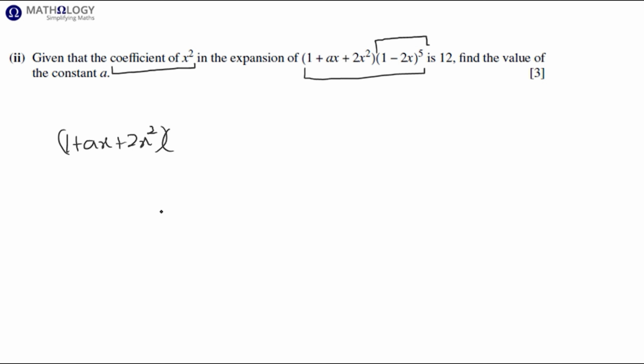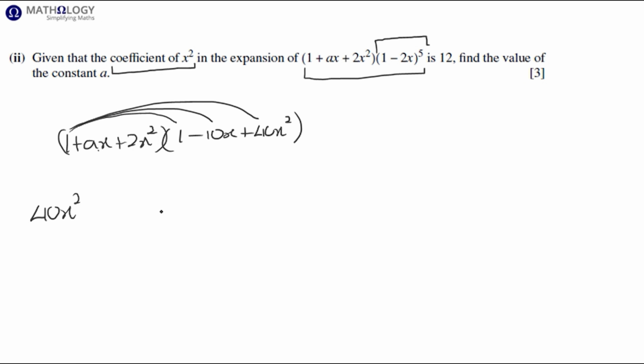So the first three terms of that expansion were 1 minus 10x plus 40x squared. And now we're only interested in the coefficient of x squared. So we're only going to consider terms that will give a term in x squared. 1 times 1 will not do that. 1 times minus 10x will not do that. 1 times 40x squared will give us 40x squared. Ax times 1 we're not interested in. Ax times minus 10x gives us minus 10ax squared. Ax times 40x squared gives us a term in x cubed. We're not interested in that.